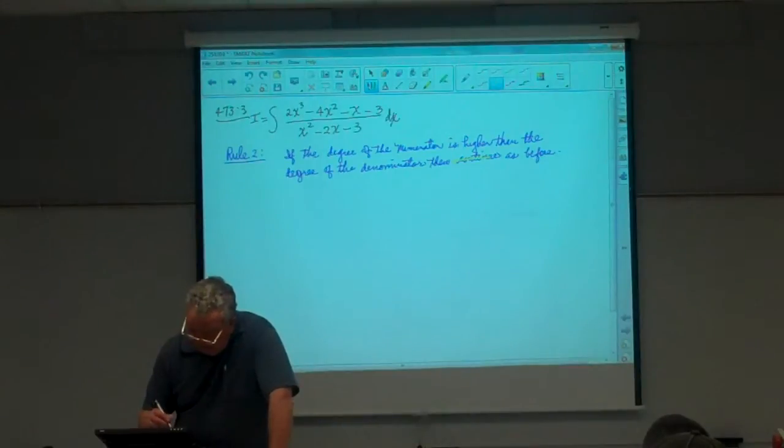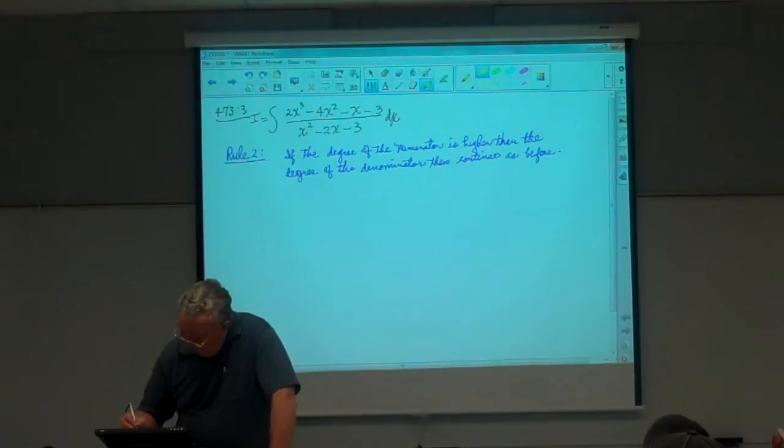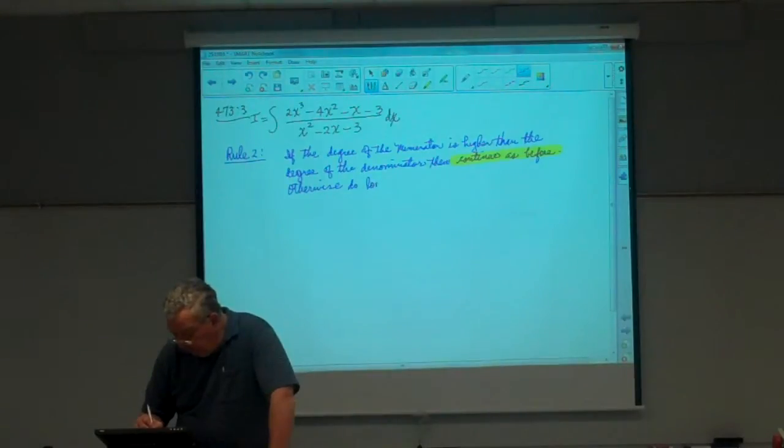Well, what I'm trying to underline is, if the degree is higher or equal to, don't you have to do long division? Watch and see if I've got it right. Otherwise, do long division first.